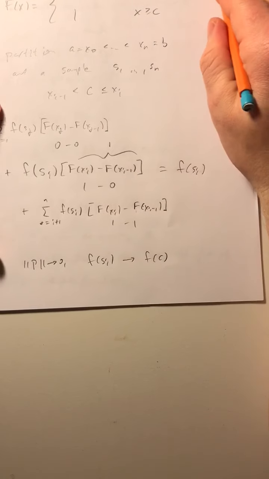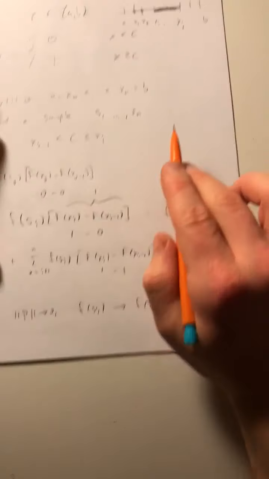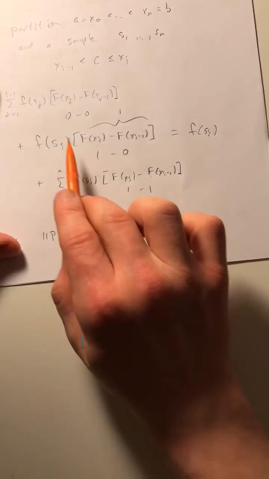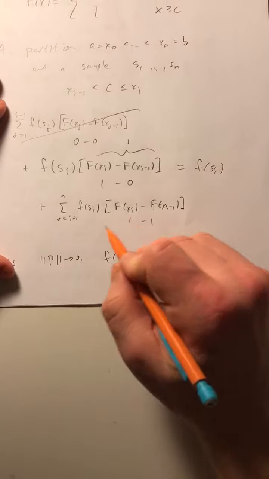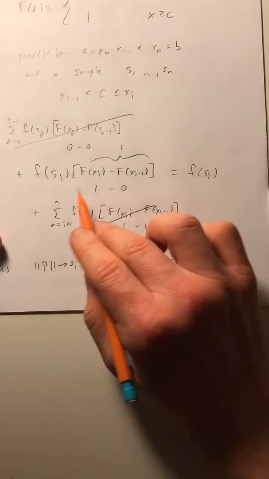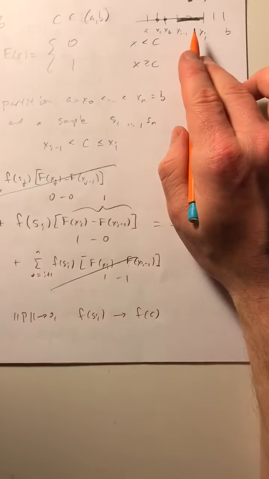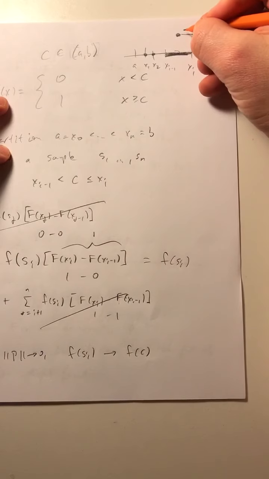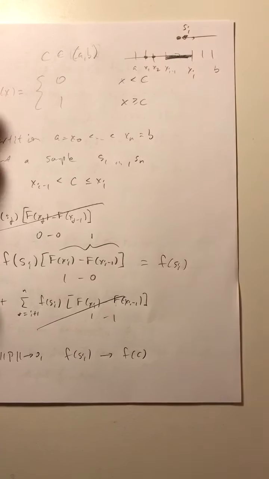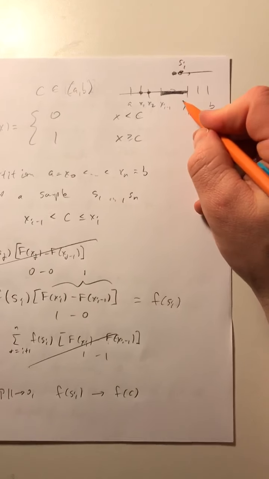Then again, over here, F is not changing, so I have 1 minus 1. Here I have 0 minus 0. Those don't matter in the sum. Here I have 1 minus 1. Those don't matter in the sum. All I have is f of si for that one point here, times this difference, which is 1. Here si is going to be some point in between x(i-1) and xi.